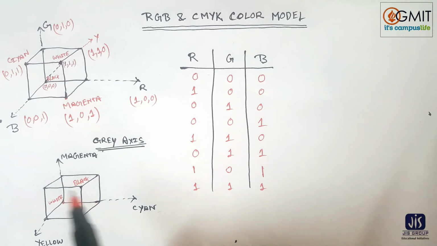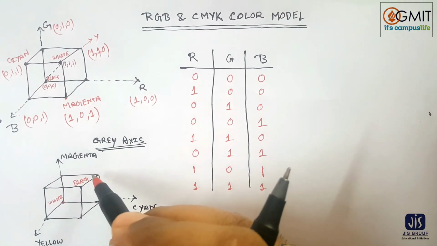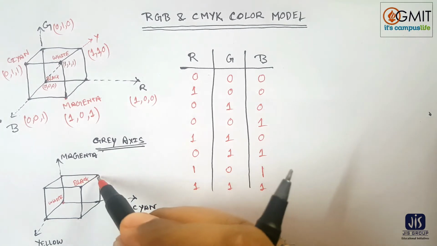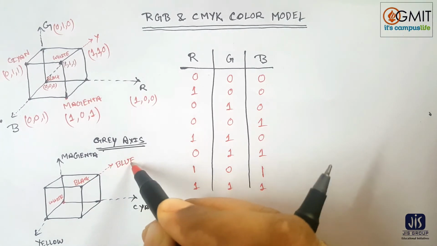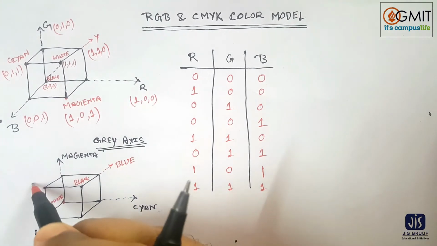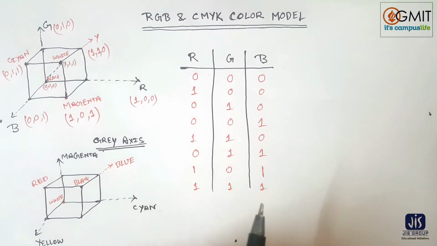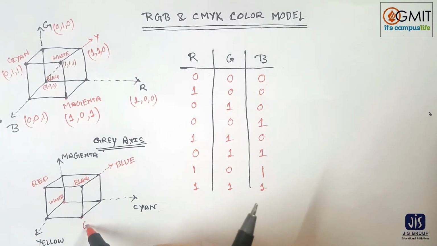Okay, from cyan and magenta we can get this point, and this is blue. From magenta and yellow we can get this, and this is called red. And from yellow and cyan we can get this, this is called green.